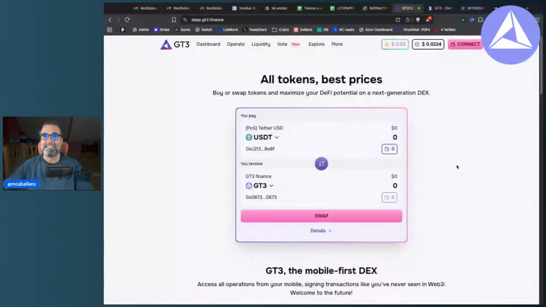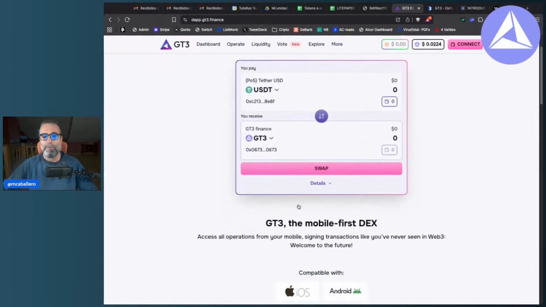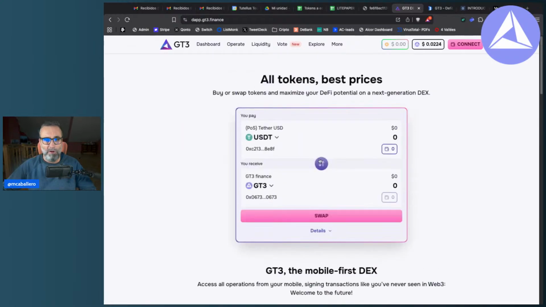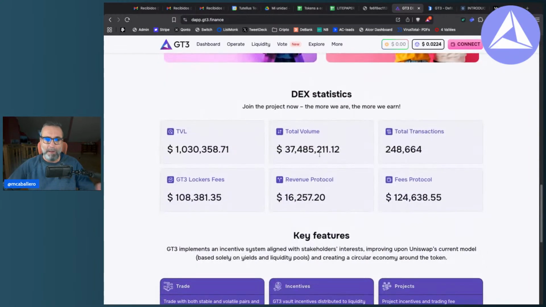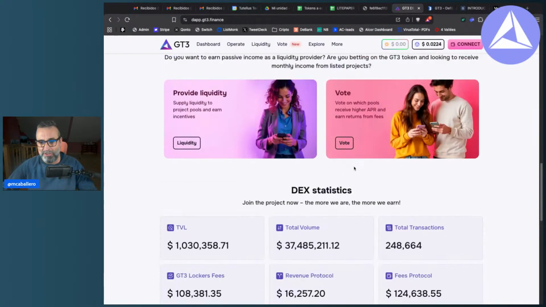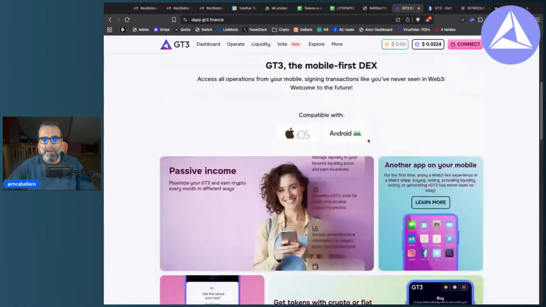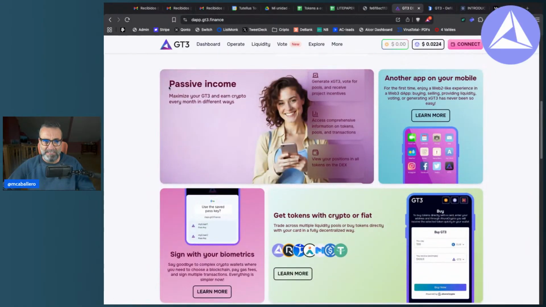And yes, I think the first thing I'm going to show you is the DEX. Thank you, Belen, for helping me in the back office. In GT3 Finance, you have the website, the landing page, and you have everything there about how it works, the main metrics, and so on. We will talk about the metrics and the results of GT3 during the next minutes, right? But now I want to focus on this message, passive income.